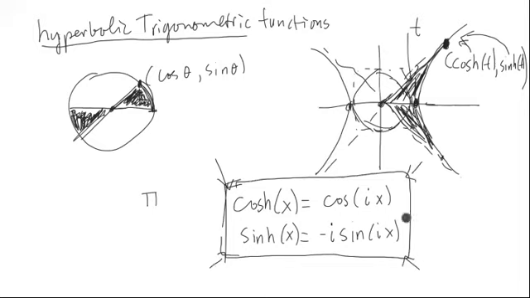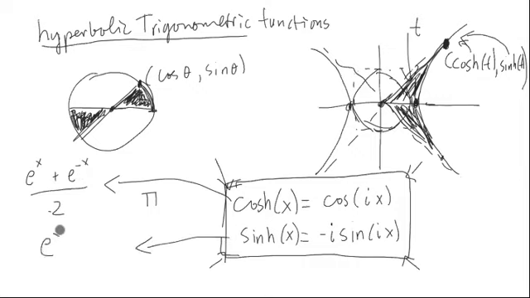There are alternative definitions, which can be used using the e to the x function. For instance, cosh, another equivalent definition, is simply e to the x plus e to the -x all over 2. And sinh we could think of as e to the x minus e to the -x all over 2.